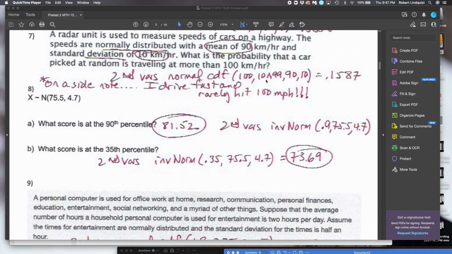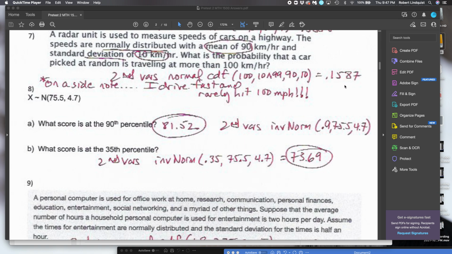And whenever we want to get to the greatest value the calculator can compute when you're greater than something, it's always 10 to the 99th. Okay? The mean goes next, that's 90. The standard deviation goes last, that's 10. Punch the numbers into the calculator, it'll say 0.1587.